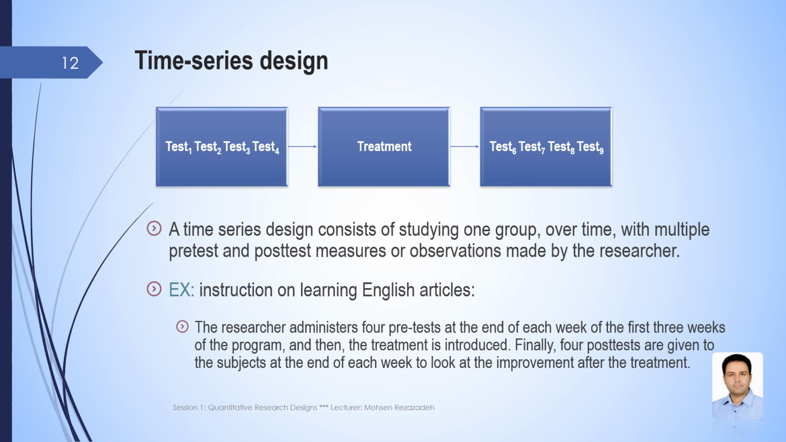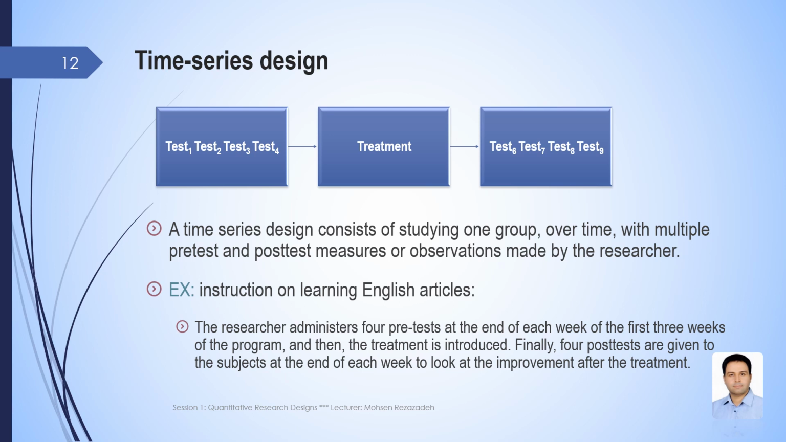And then the treatment is introduced, maybe for example, 5 sessions of article instruction. And then after the treatment is received by the students, finally, again, we administer 4 post-tests in 4 consecutive weeks at the end of the program. Then finally, for analysis, we compare the results of the 4 pre-tests with the 4 post-tests.